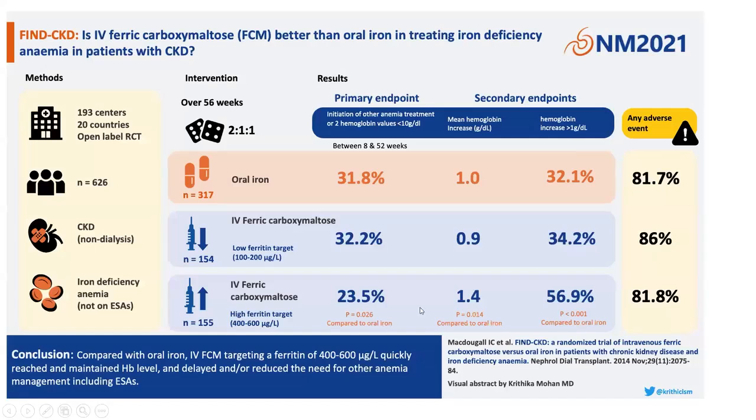This shows that the IV iron group had a better response to therapy, and the mean hemoglobin rise was also higher with IV iron therapy. But another thing that struck in this trial is that the oral iron group and the low dose IV iron group were actually comparable. Most of the oral iron group also caught up in hemoglobin levels by the end of the study.